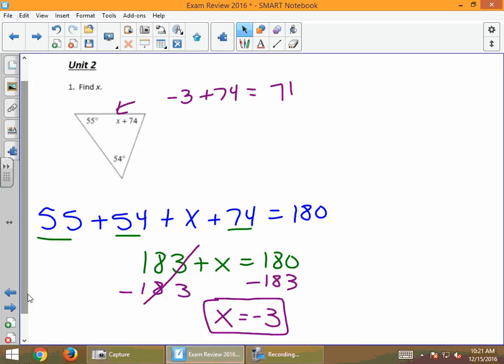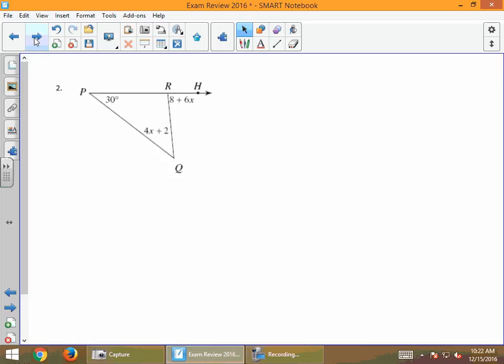Questions over there? No questions. All right, that means we're on to number 2. This guy is a little bit different than the one before. Now I got that angle out, I got that measure out there. This is one of my favorite ways of solving. How would you set this equation, Aaron?